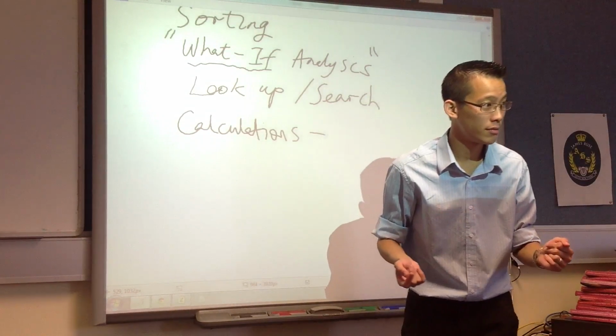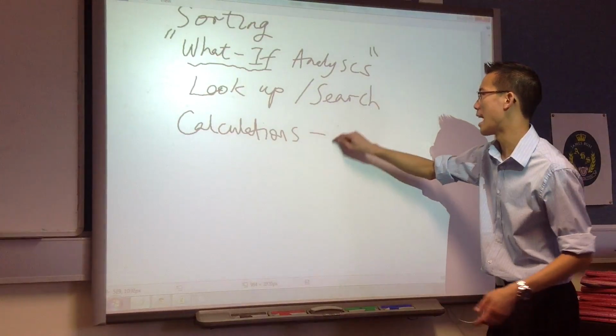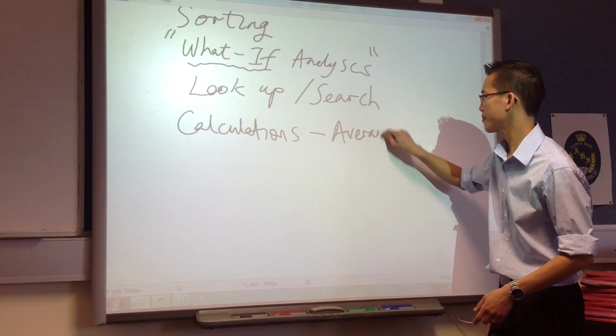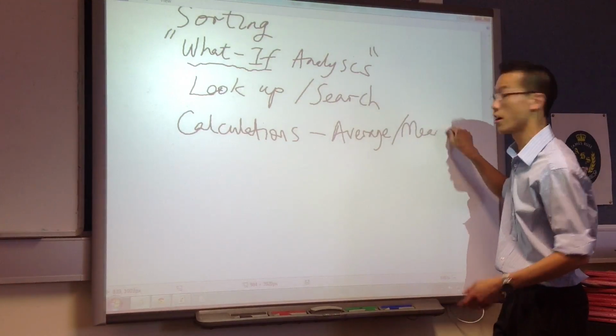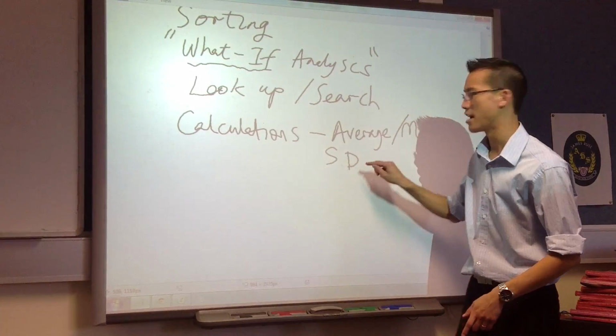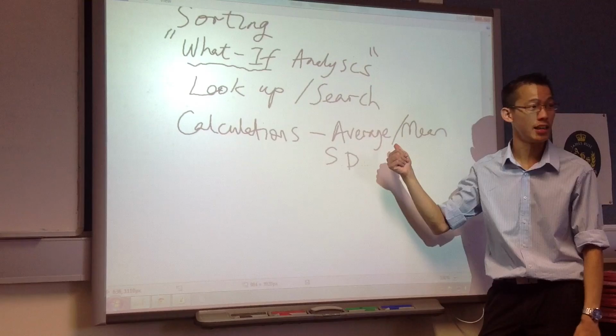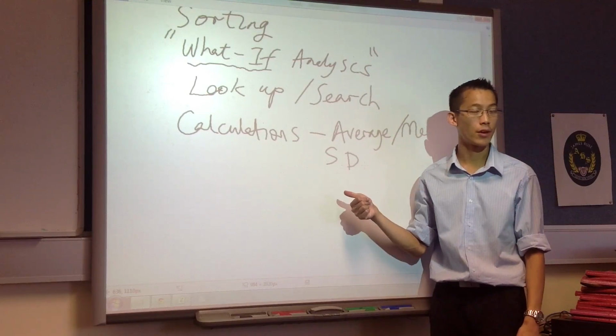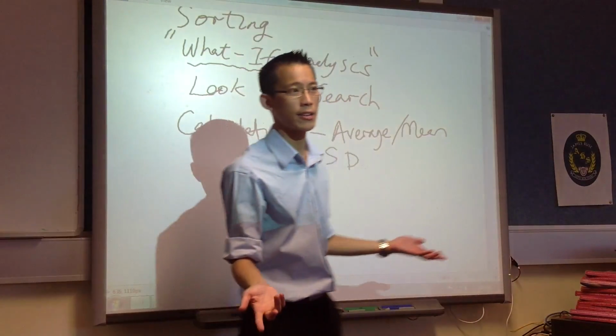Yeah, Leo. Finding an average. Okay, good. So an average or a mean. Okay, I heard another one over here. Standard deviation, which is a measure not of central tendency, but a measure of spread. Okay. Other ones? What other kinds of calculations can you do?